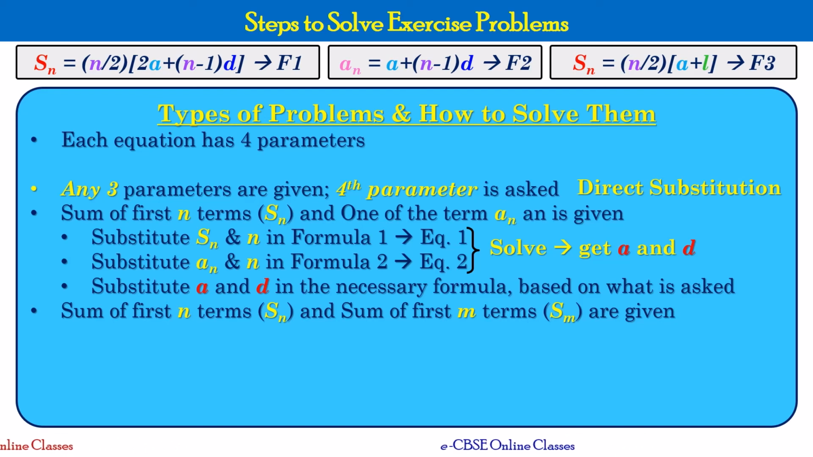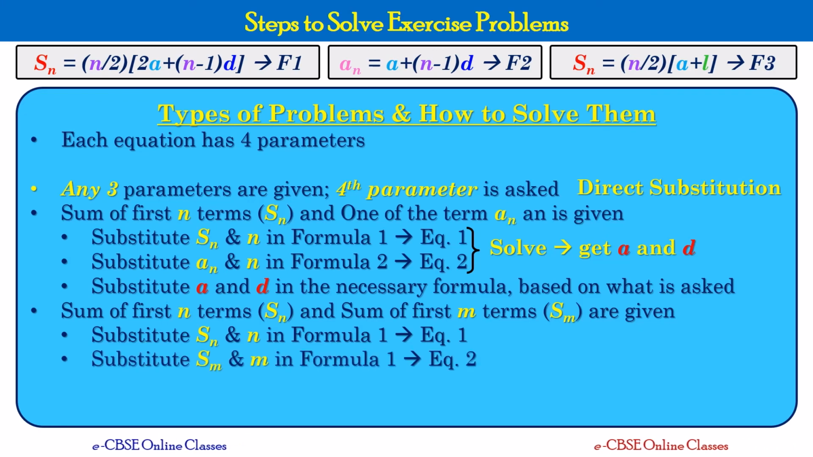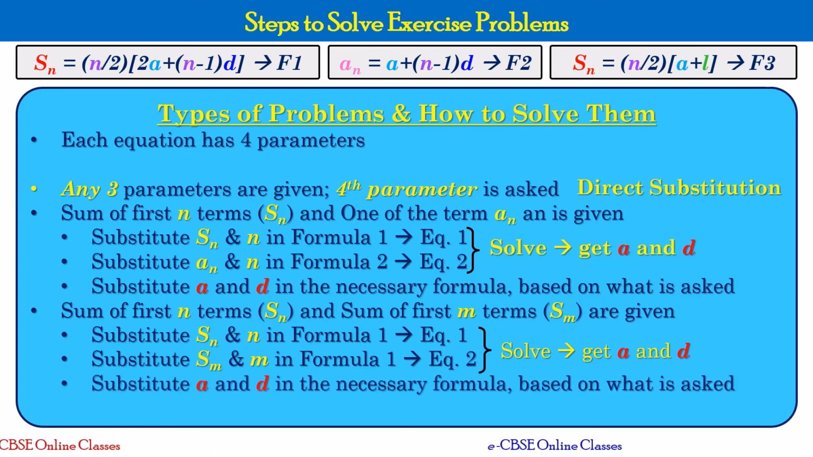So what you do here, substitute the values of Sn and n in the formula 1. That gives you equation 1 with unknowns a and d. Again, substitute value of Sm and m in again the same formula 1. That gives you equation 2 with again unknowns a and d. So when you solve these two equations, you'll get values of a and d. Just like in the previous type of problem, you substitute these values of a and d in the necessary formula based on what is asked.